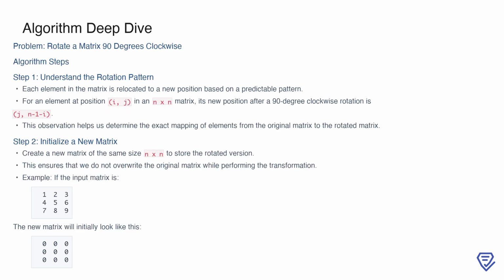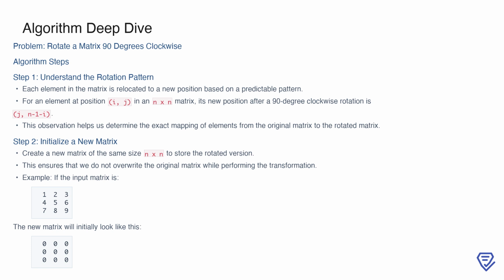To solve the problem of rotating a matrix 90 degrees clockwise, we first need to understand the pattern of rotation. Each element in the matrix moves to a new position based on a predictable rule. Specifically, an element located at position (i, j) in an nxn matrix will move to position (j, n-1-i) in the rotated matrix. This mapping is key to determining how the elements shift during the rotation. To implement this, we begin by initializing a new matrix of the same size as the original. This ensures that we don't overwrite the original data as we calculate the new positions.